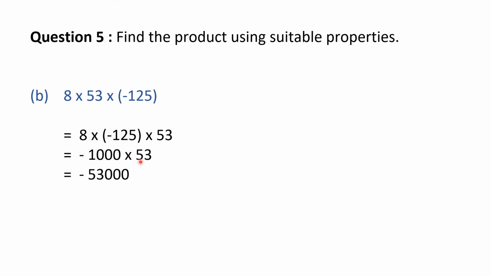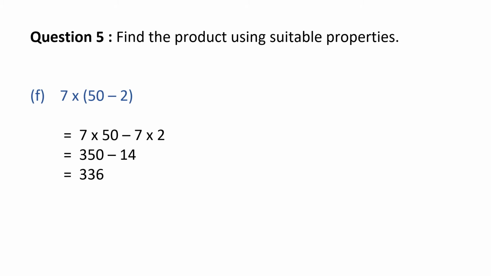Then 53 we write as it is, and multiply this too. 53 into 1000 is 53,000, and minus into plus is minus, so minus 53,000 is your answer. Why did I bring this here? Because I know that when I multiply this and this, I'll get a much easier number to multiply. Got it? So that's why I brought it. And which property did I use here? I used the associative property here. Okay, so now the next one.